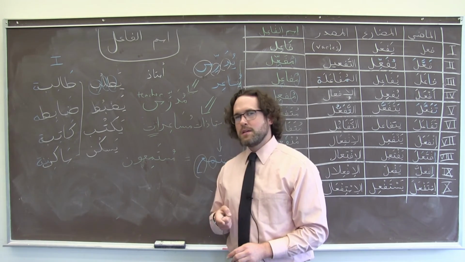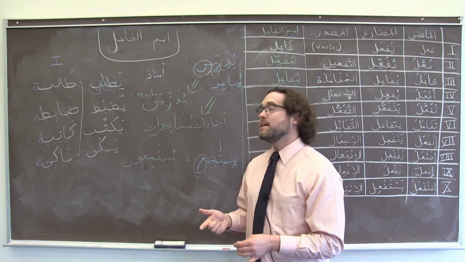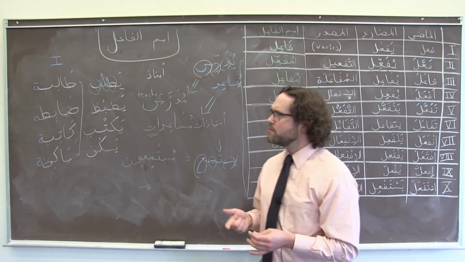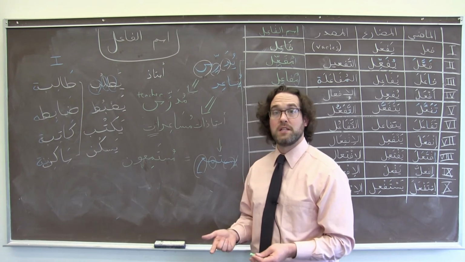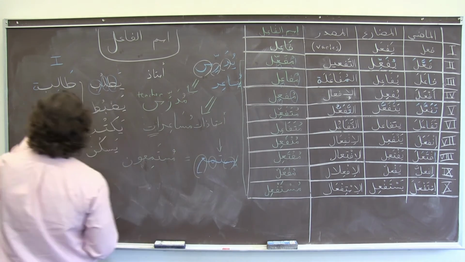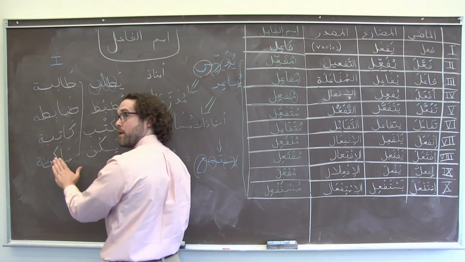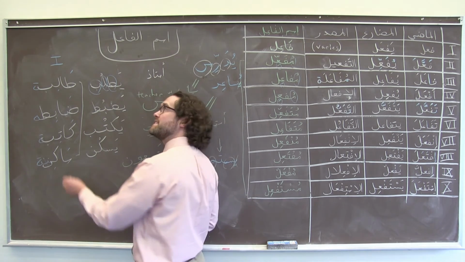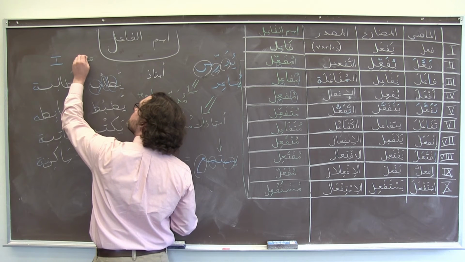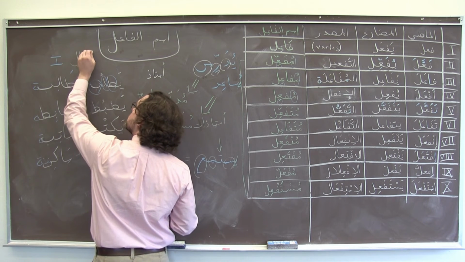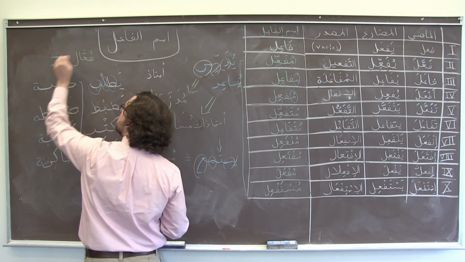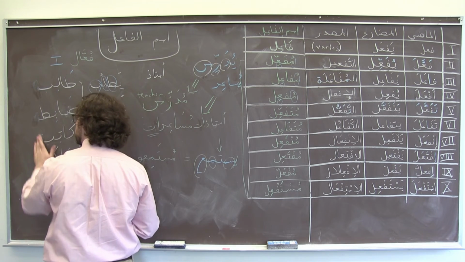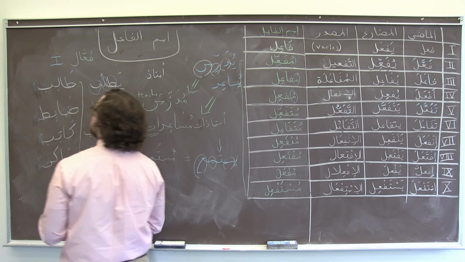Form 1 tends to be less predictable. Form 1 is probably going to take a broken plural, but there are a couple of broken plurals that are really, really common that we can anticipate. As a matter of fact, all of these nouns, all of these Form 1 nouns, take the same broken plural in the same pattern, فعال.